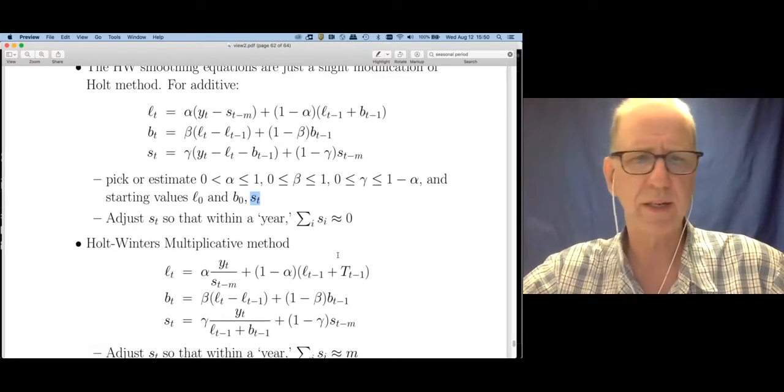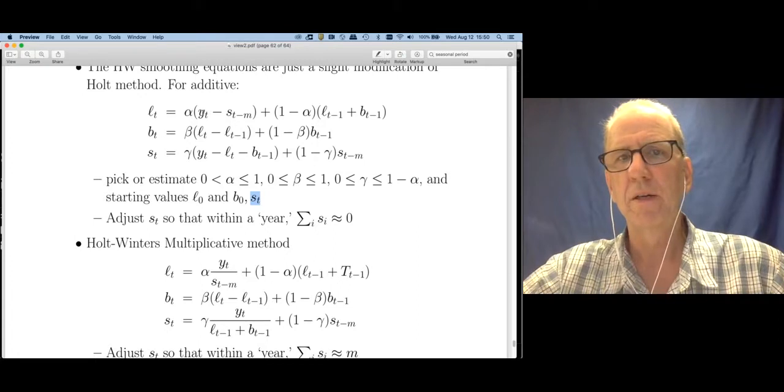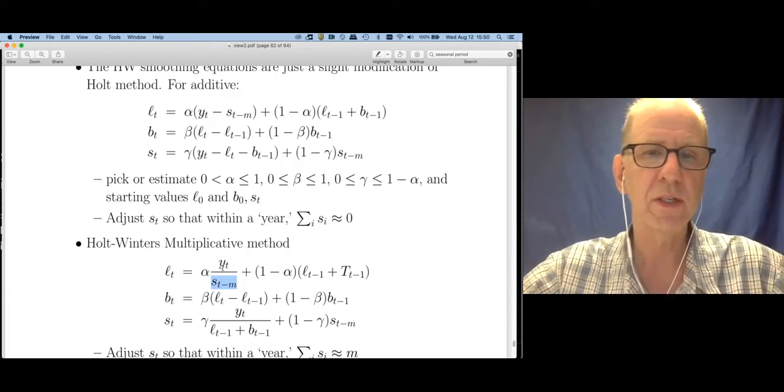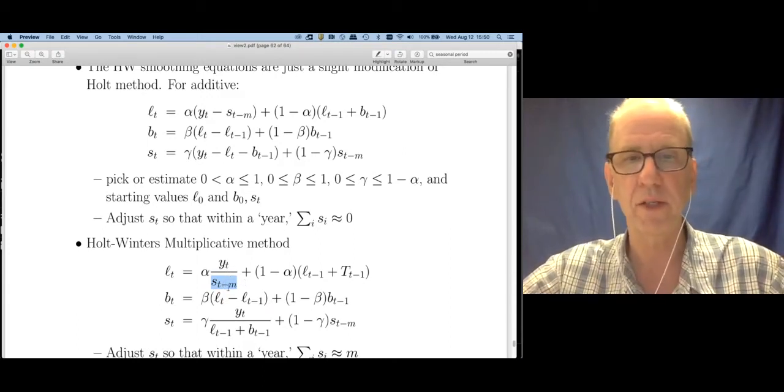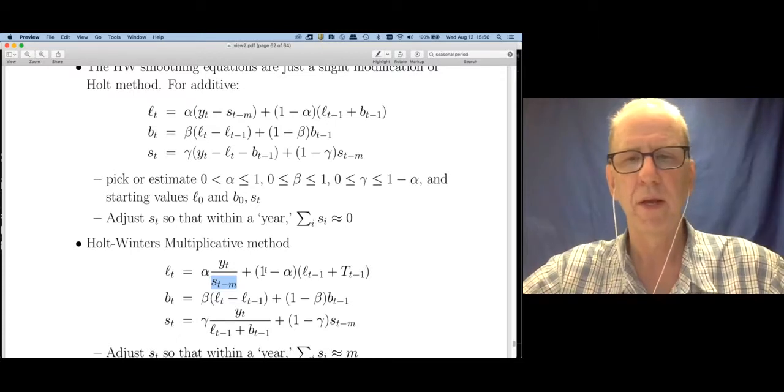For the multiplicative method, the updates are very similar, except that since my seasonal effect is multiplicative, instead of subtracting the seasonal effect, we're going to divide by the seasonal effect to deseasonalize the data. So just take the y value, divide by the seasonal effect, and that's going to give me the trend part, the level part.